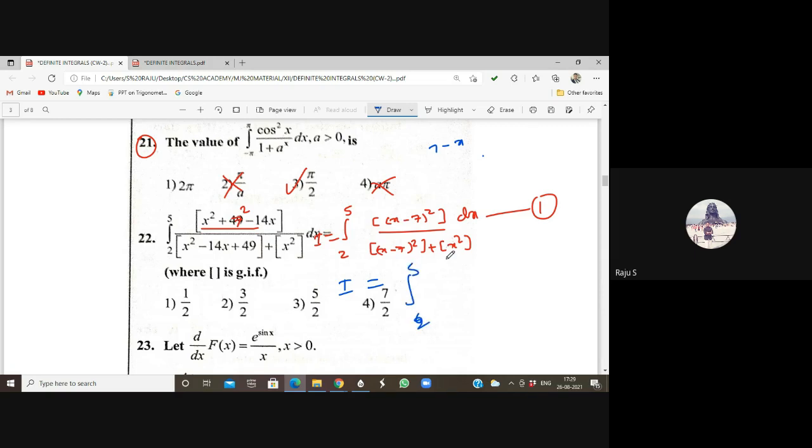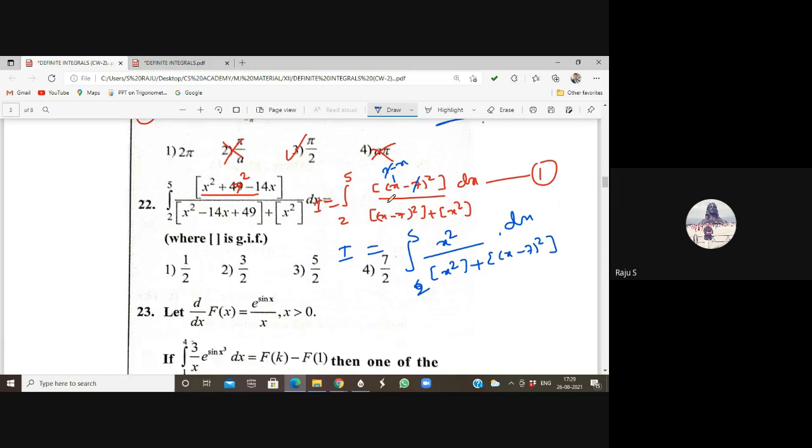But here, (x minus 7) whole square becomes x square. Here x square plus (x minus 7) the whole square, dx. When I replace x by 7 minus x, 7 minus x whole square means x square alone. I have written directly. When I add these two equations, this is 2I is equal to the integral from 2 to 5. Numerator and denominator are the same when we are adding that. Here 1 dx, like NCERT.